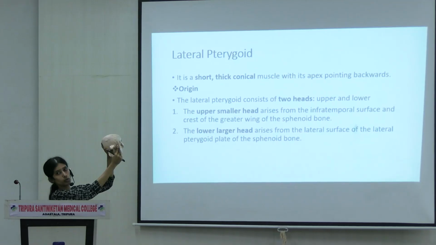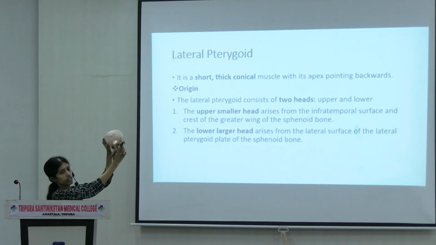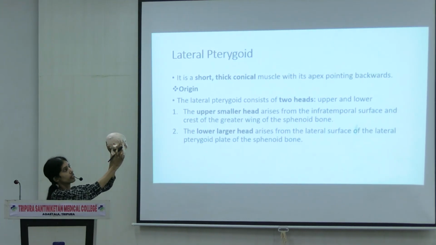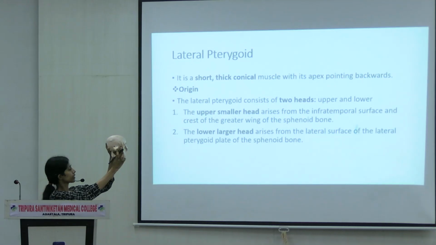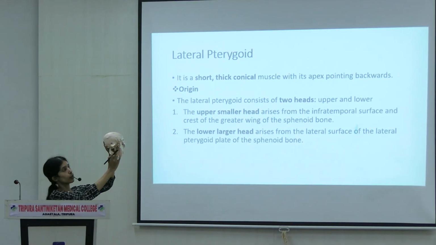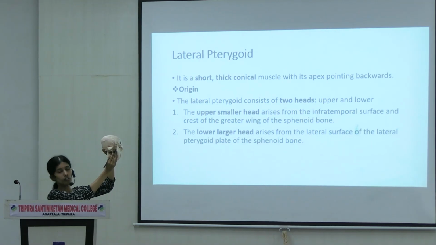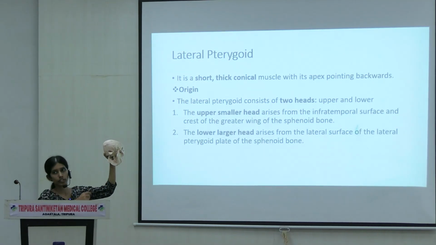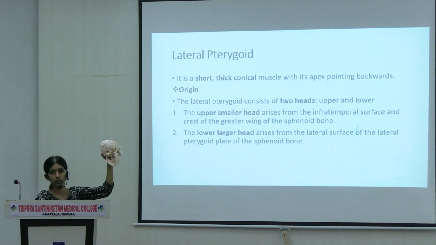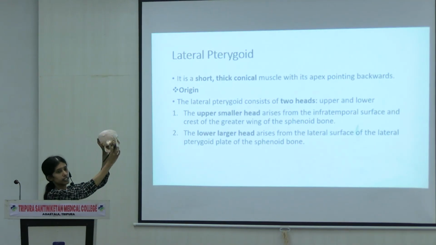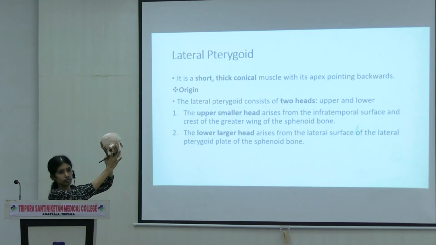Can you see the two processes here, sharp one here and here. So this is the lateral pterygoid plate of your sphenoid bone and this is the medial pterygoid plate of the sphenoid bone. From this is where the origin of the lateral pterygoid muscle takes place. This is the lateral pterygoid plate and this is the medial pterygoid plate. Okay.